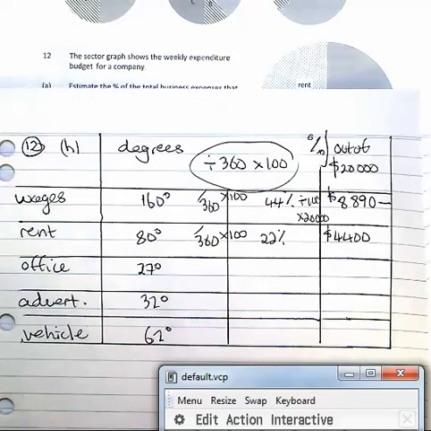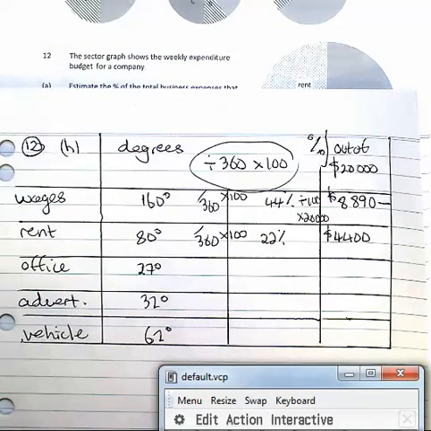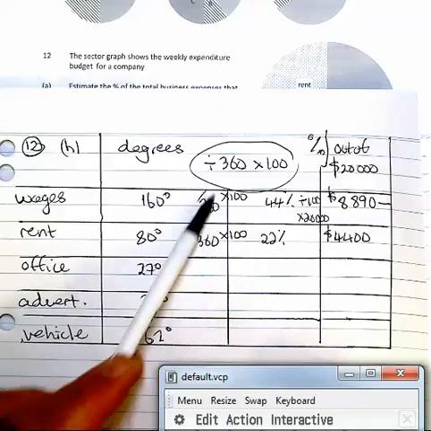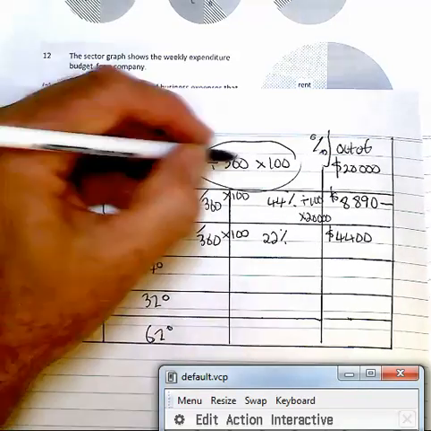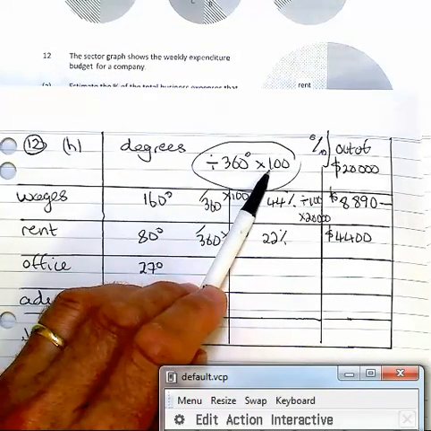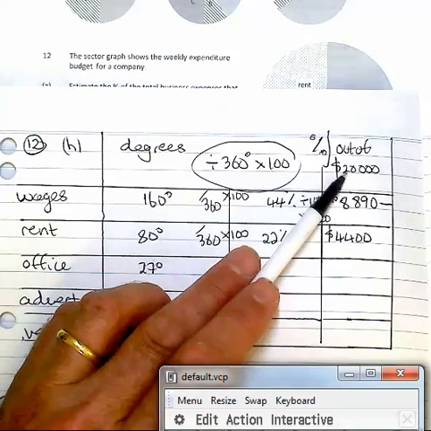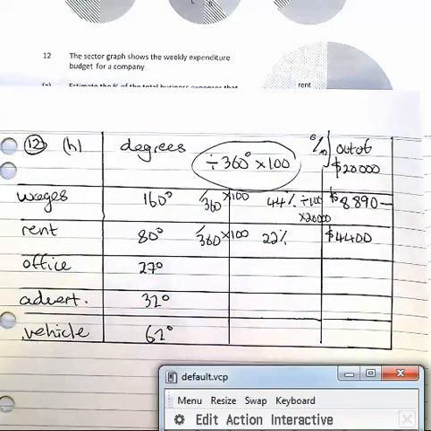And I'll get you to consult the rest of the answer booklet to work through the rest of it. So take your time with it: degrees, convert to a percentage by dividing by 360 degrees in the circle and times by 100. And then when you're asked to convert that to out of a quantity, multiply it through accordingly.